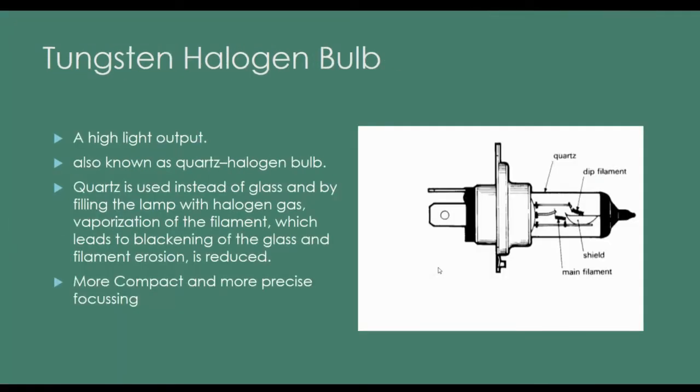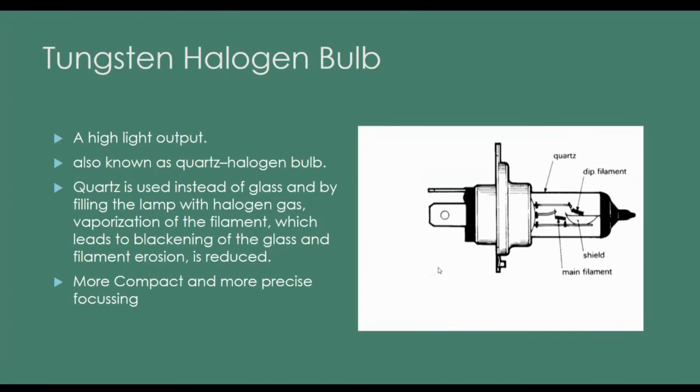So let me come to the tungsten halogen bulb. It's a type of filament lamp. This produces a high light output. How it is produced is when electricity is passed through the tungsten, then due to its property, it produces light, and the halogen helps in distributing it. We produce a bright light.